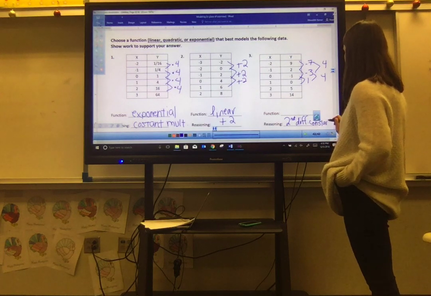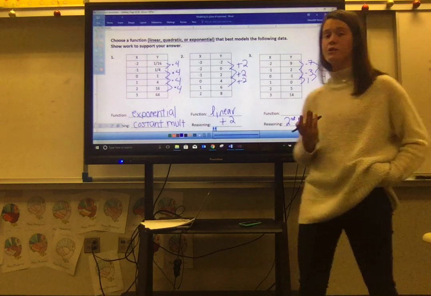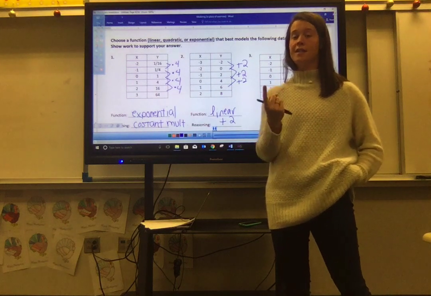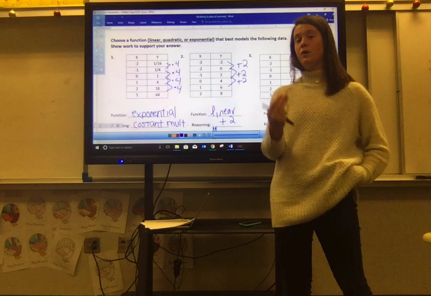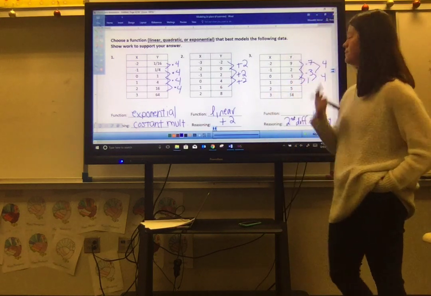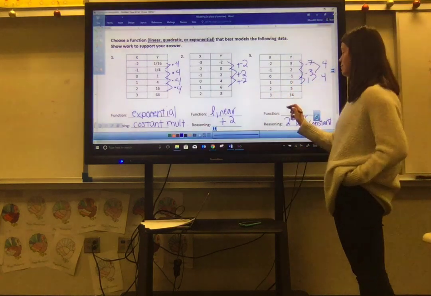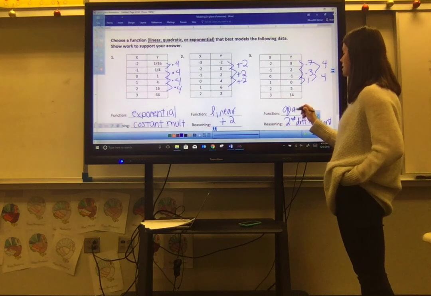I know that it's which of the three. Look back at those first three definitions. Is it a constant addition or subtraction? Is it a constant second difference? Or is it a constant multiplier? You should note that it's a quadratic. It has a constant second difference.